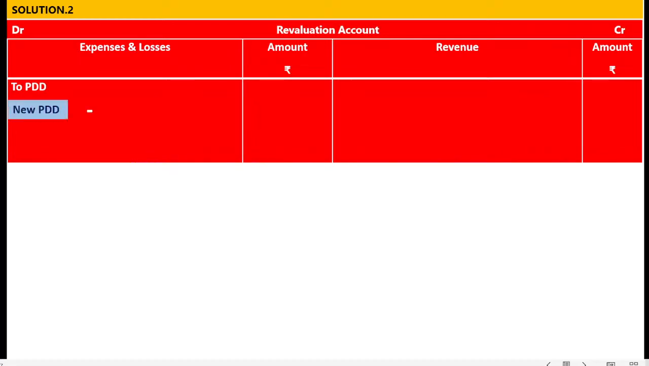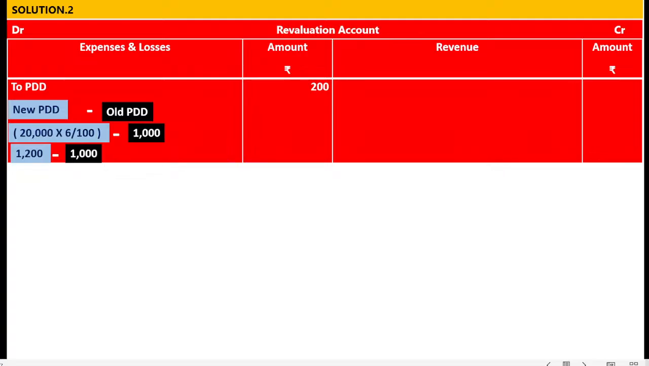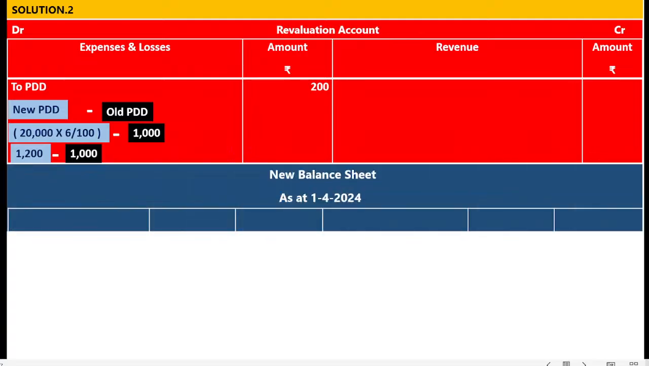New PDD minus old PDD. New PDD: take the old balance sheet debtors 20,000 into 6 by 100, minus old PDD given in the question, old balance sheet 1,000. So 1,200 minus 1,000. What is the increase in the PDD? 200. So for increase in the PDD, you should write on the debit side. Why? Revaluation account debit to PDD. Step number 1 completed.